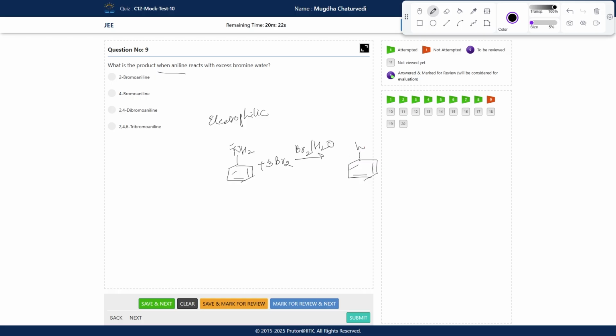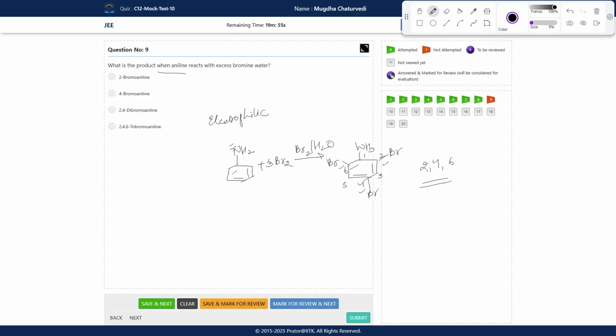Okay, so here you will see that the bromine gets attached to ortho and para position. If this is one, 2, 3, 4, 5, 6, then you will get 2, 4, 6 tribromoaniline. Okay, this is the product which you get. So these Br groups come and attach at second, fourth and sixth position. So 2, 4, 6 tribromoaniline.